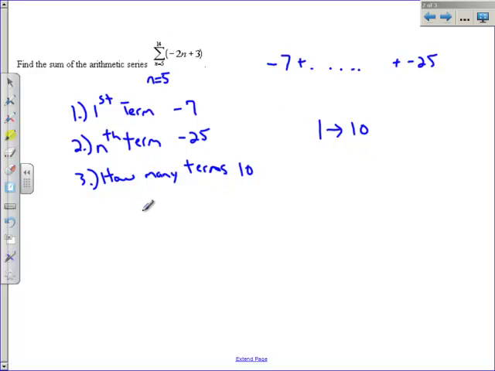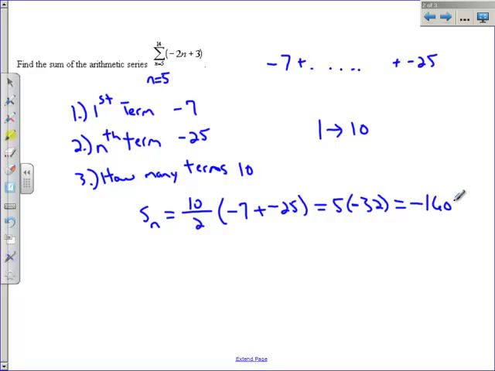So from here we can just use our formula. The sum is n, the number of terms, divided by 2 times a sub 1, the first term, plus a sub n, the last term. This is going to be 5 times negative 32, which is negative 160.